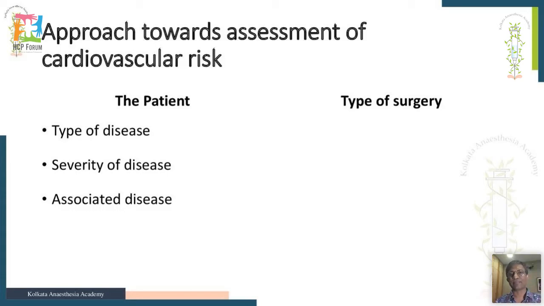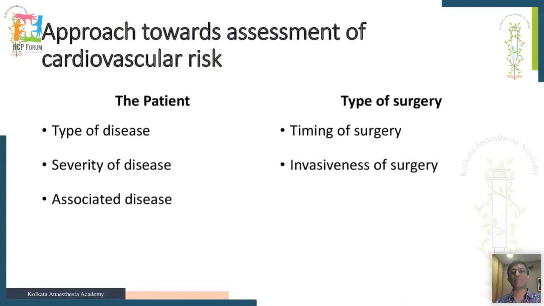And in the type of surgery, the two important things are: when does the surgery need to happen? The timing of the surgery, is it emergency or can it wait? Is it an elective, low acuity surgery, or an intermediate acuity, time sensitive surgery, or a high acuity urgent surgery? And the invasiveness of the surgery, is it a very superficial surgery, or does it involve excessive fluid shift, blood loss, major invasive surgery, major hemodynamic perturbations? So these will influence how we are going to assess the cardiovascular risk.